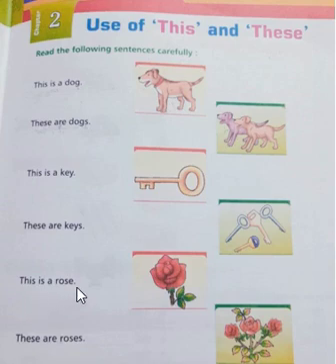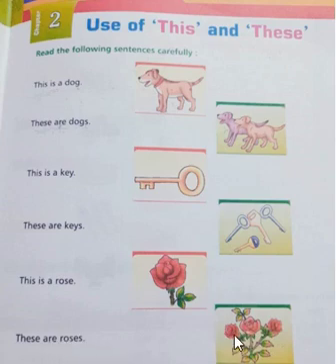This is a rose. This sentence is saying that the rose is near. And with this we have used is. And when roses are many in number, we use these, not this. We will use these, and with these we will use are.